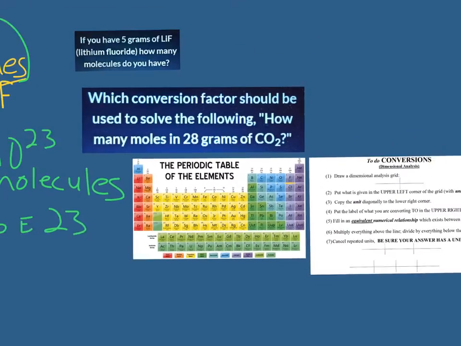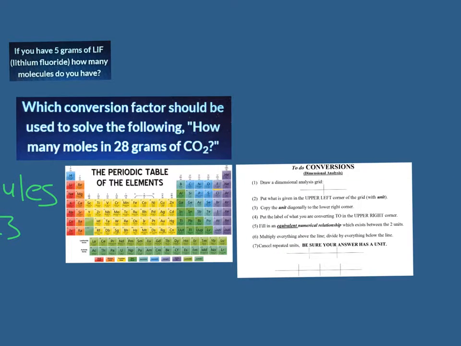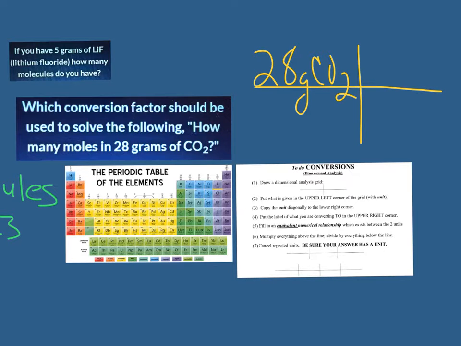I'm going to start with 28 grams of CO2. I can start with my dimensional analysis grid if I want to, just to make sure I'm consistent in my problems. But if I do that, I know that what I'm starting with is 28 grams of CO2. That means, done, copy the unit diagonally. So the next thing I should do is I should have grams of CO2 copied diagonally. And then what I'm converting to, now I do know a way to find a relationship between grams and moles. That's my periodic table.